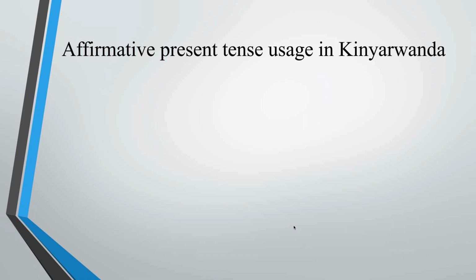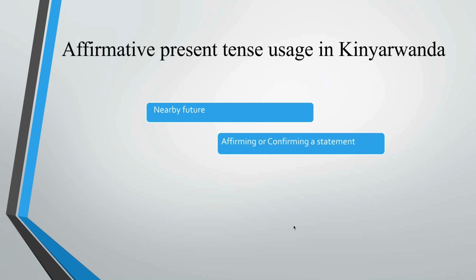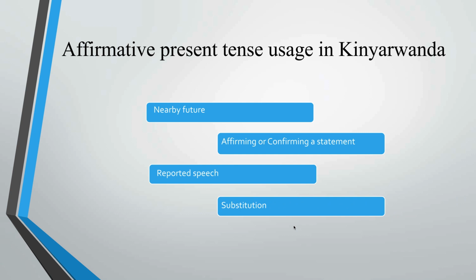You can use the affirmative present tense to obtain nearby future, or whenever you want to affirm or confirm an action. This tense can also be used whenever you are reporting a speech or in indirect speech, as well as whenever you want to substitute a subject in a sentence.